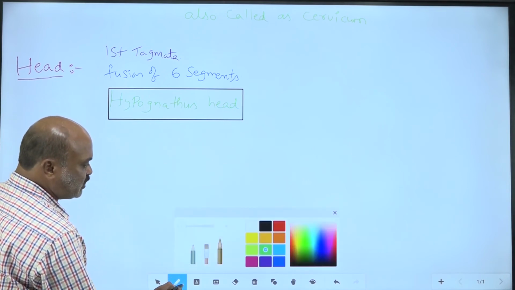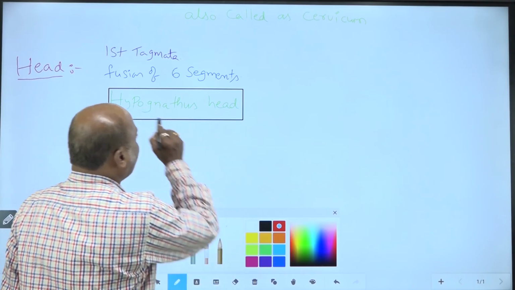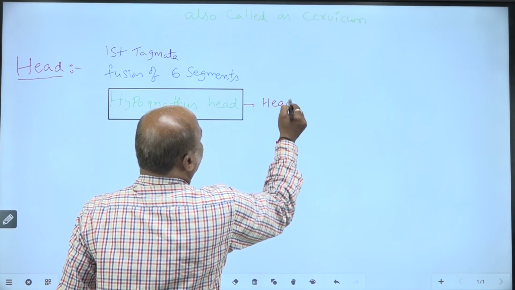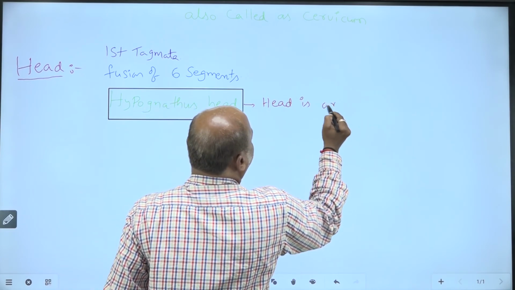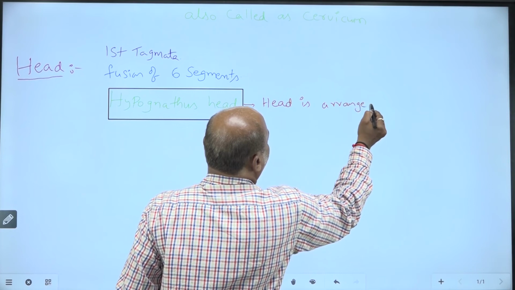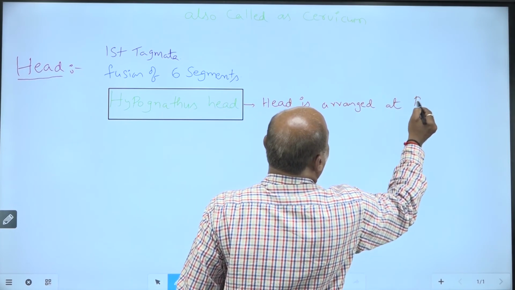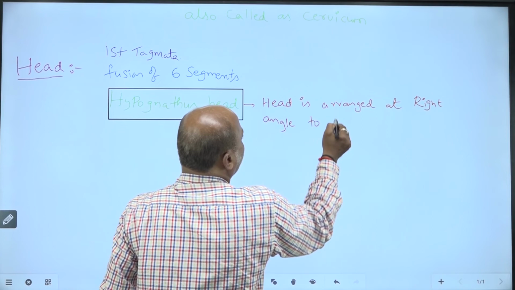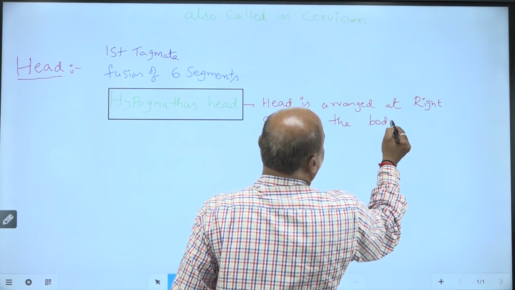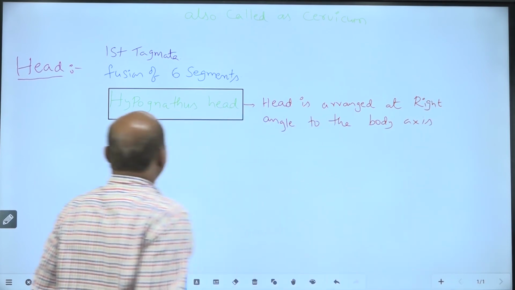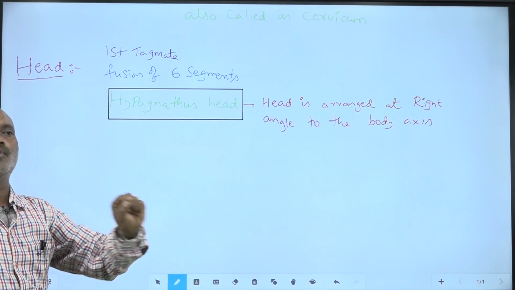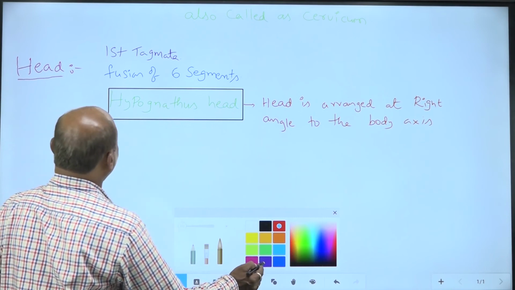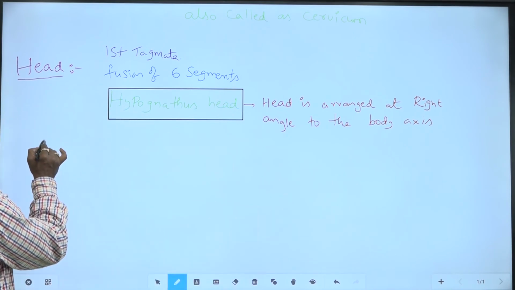So hypognathous head means the head is arranged at a right angle to the body axis. That type of head is called hypognathous head. So the head comprises the appendages of the head. Now coming to the appendages.